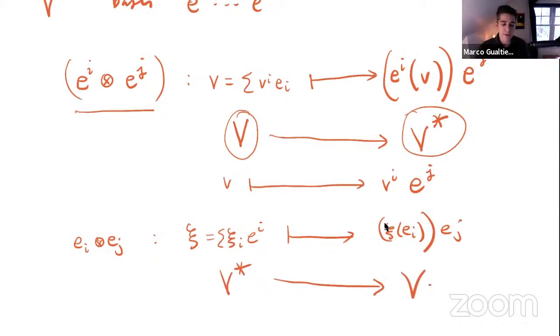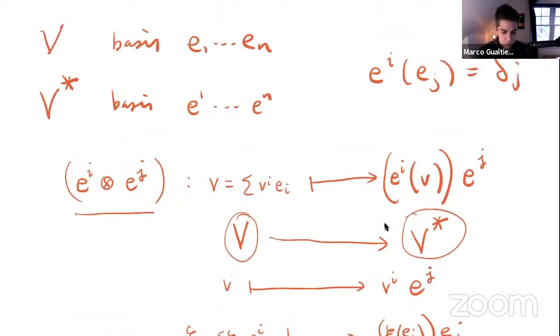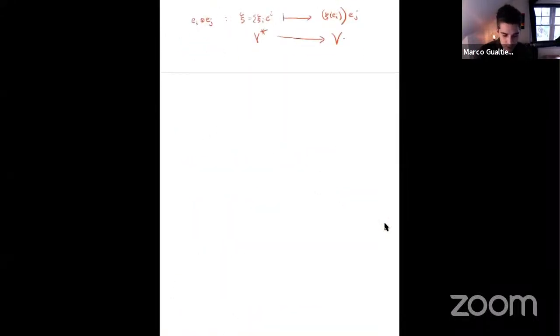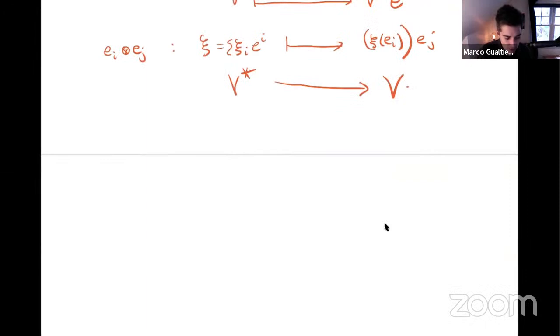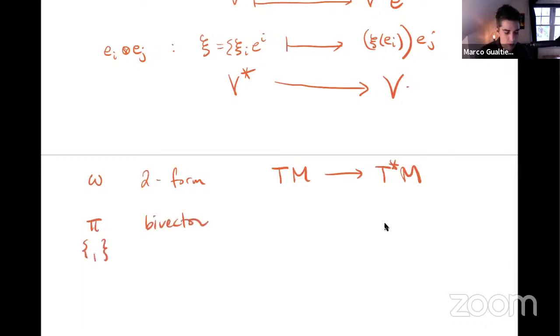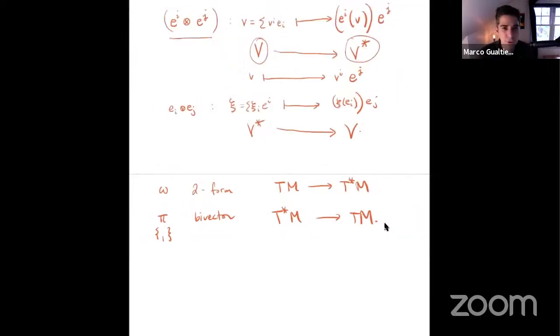So all I'm saying is that whenever you take two covectors and tensor them together, you can think of that as a map from V to V star. And whenever you take two vectors and combine them together, you can think of that as a map in the opposite direction, from V star to V. Okay, so to conclude this thing that I should probably not even be telling you, this two form defines a map from the tangent to the dual of the tangent, and the bivector, which is the Poisson bracket, sometimes it's called pi, goes from T star M to TM. And the point is that these are exactly inverse maps of each other.